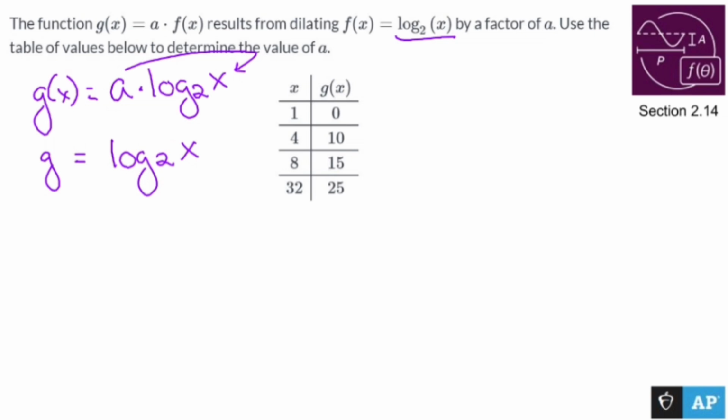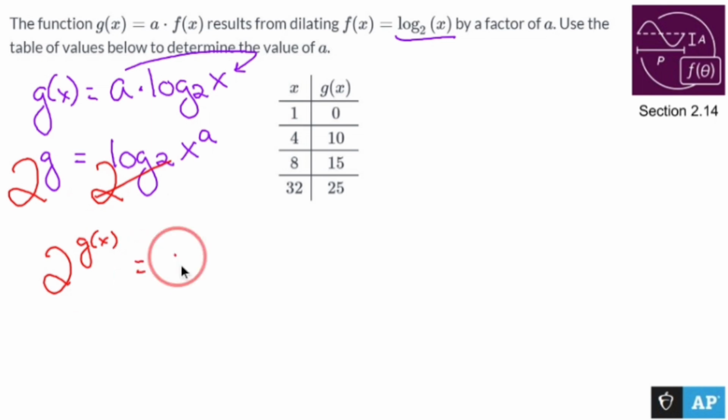If I take 2 to the power of both sides, that crosses out, and now I have 2 to the g power, or 2 to the g of x, is going to equal x to the a power. Now that I have this information, I'm going to use this table to determine what a is.